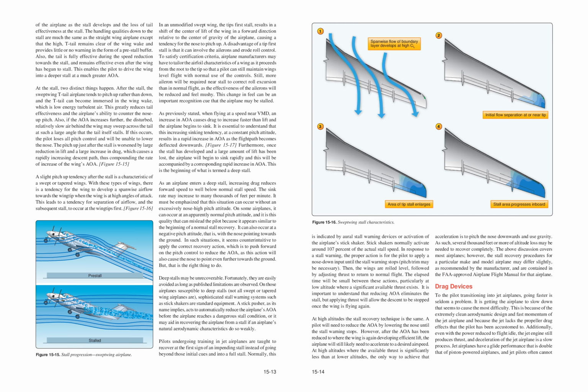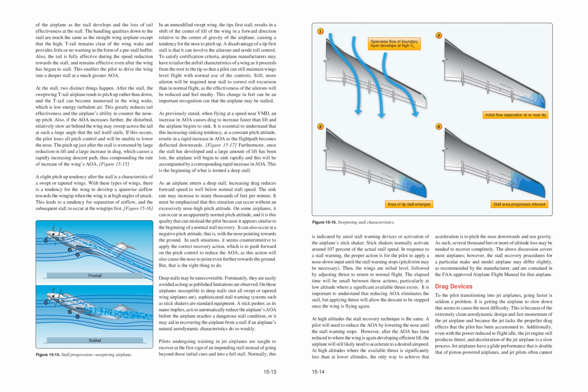At the stall, two distinct things happen. After the stall, the swept-wing T-tail airplane tends to pitch up rather than down, and the T-tail can become immersed in the wing wake, which is low-energy turbulent air. This greatly reduces tail effectiveness and the airplane's ability to counter the nose-up pitch. Also, if the AOA increases further, the disturbed, relatively slow air behind the wing may sweep across the tail at such a large angle that the tail itself stalls. If this occurs, the pilot loses all pitch control and will be unable to lower the nose.